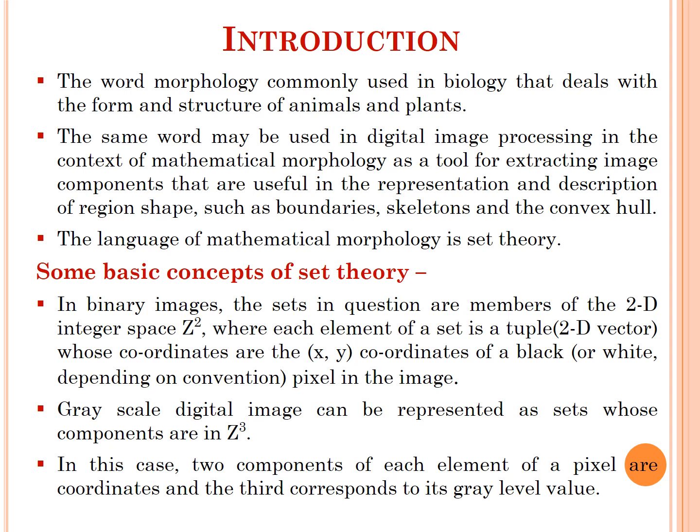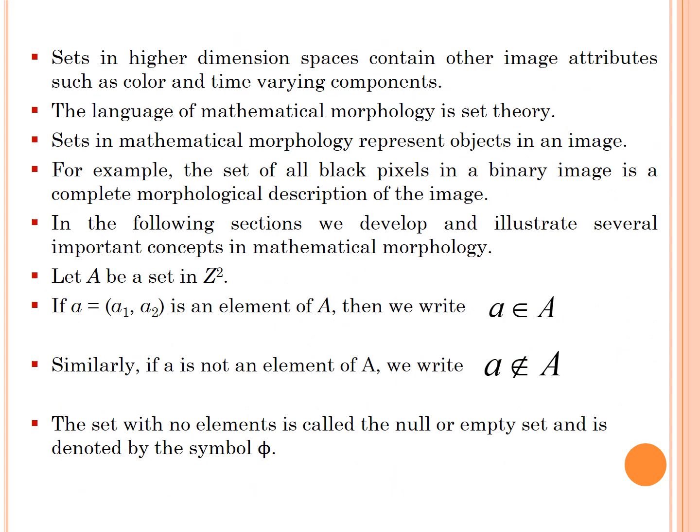Grayscale digital images can be represented as sets whose components are in Z cube. In this case, two components of each element are the pixel coordinates and the third corresponds to the gray level value. Sets in higher dimension spaces contain other image attributes such as color and time varying components.